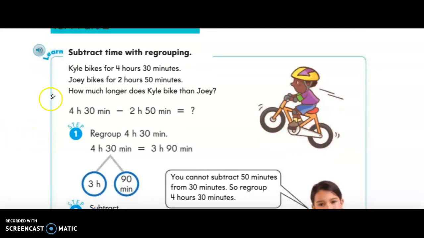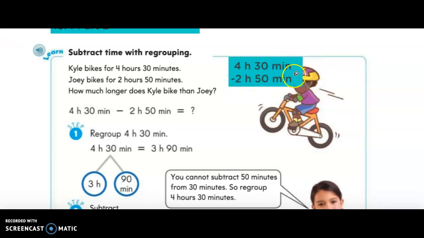Alright, so let's get into the new stuff for today. So we are subtracting time with regrouping. So this is the next step. So Kyle bikes for 4 hours, 30 minutes. Joey bikes for 2 hours, 50 minutes. How much longer does Kyle bike than Joey?